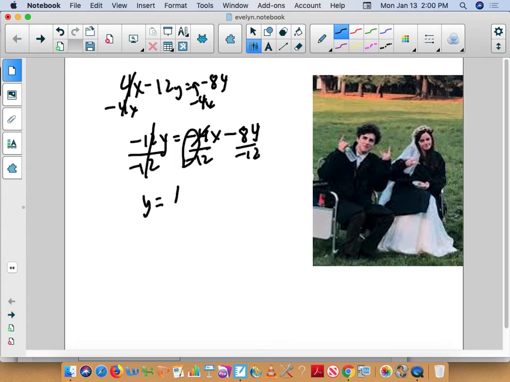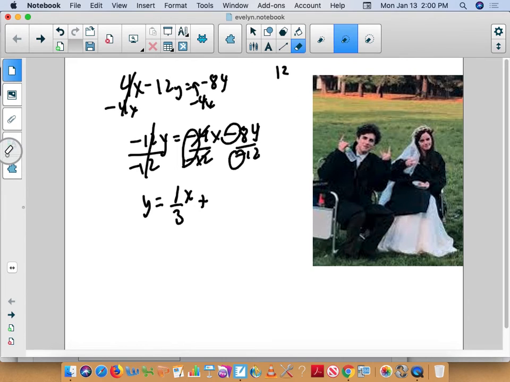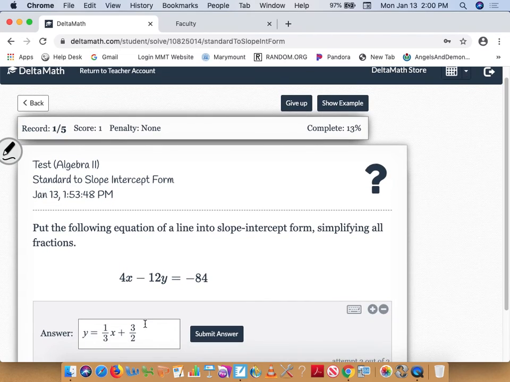And that gives me y is equal to a negative over a negative is a positive. 4 goes into 4 1 time. 4 goes into 12 3 times. A negative over a negative is a positive. And I think that goes in evenly. 84 divided by 12. 12 times 6. Oh, no, 7. You're right. So this would be positive 7. All right, so now let's give it a try. So I have 1/3 x plus 7. Sorry, I copied it down wrong.